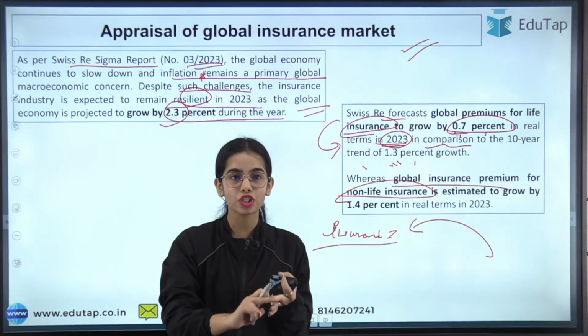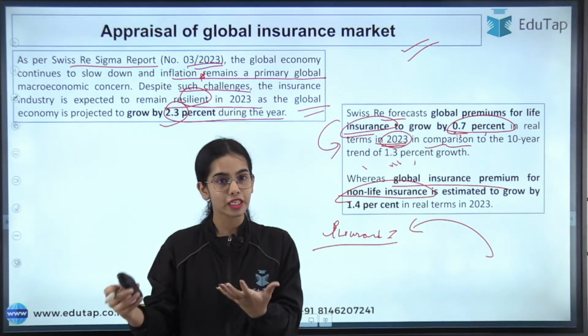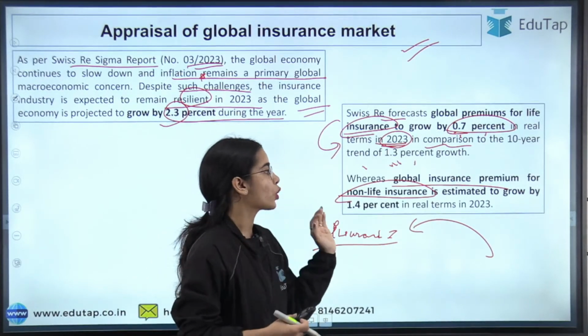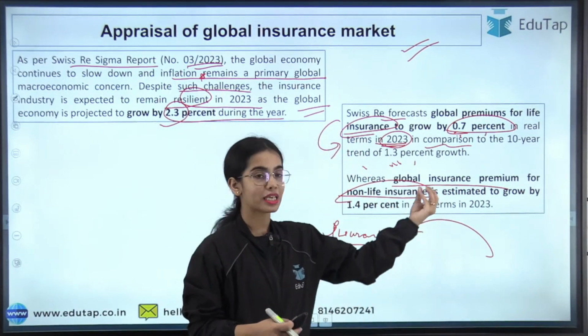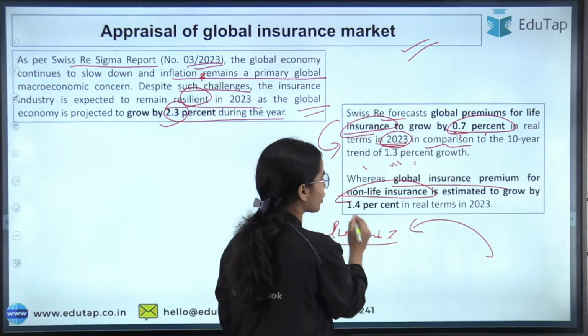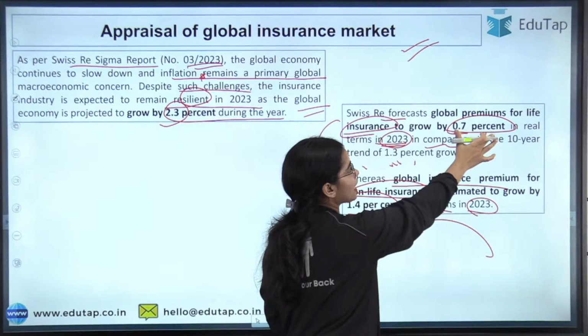motor insurance, fire insurance, so all the other kinds of insurance, the general insurance, these are the non-life insurance. So global insurance premium for non-life insurance is estimated to grow by 1.4% in real terms in 2023. So that is higher than the life insurance premiums.